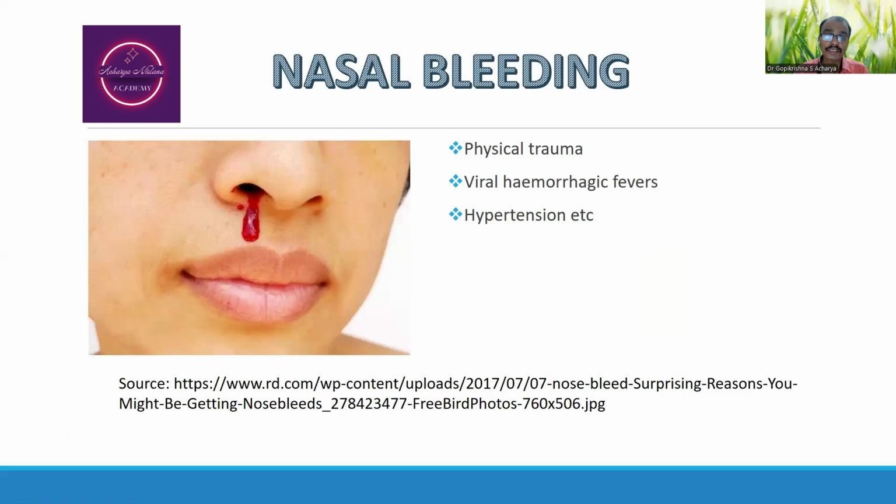This is observed in persons who are having epistaxis. It can be seen in physical trauma, in head injuries, in viral hemorrhagic fevers, and in hypertension.